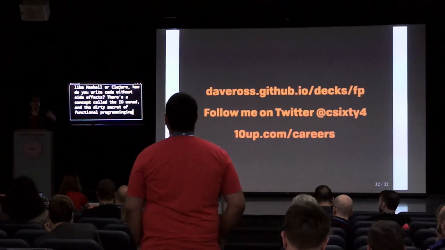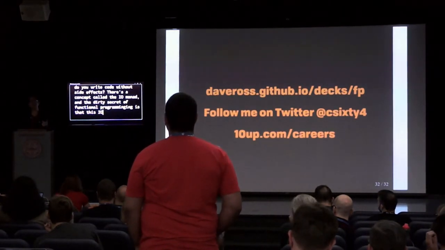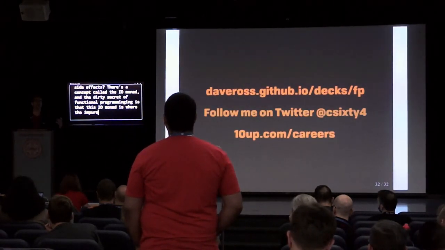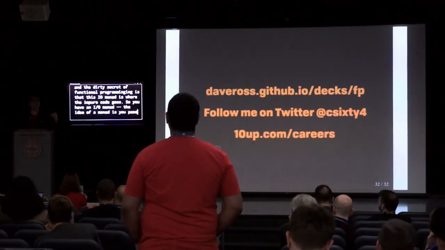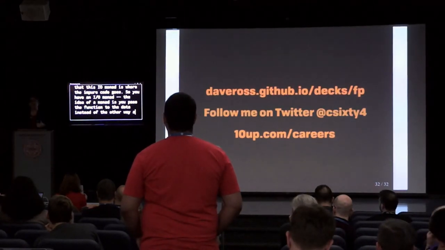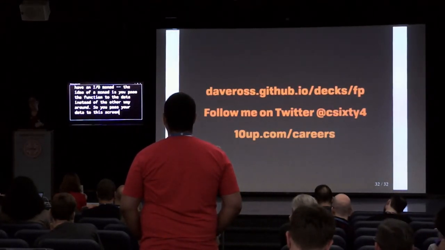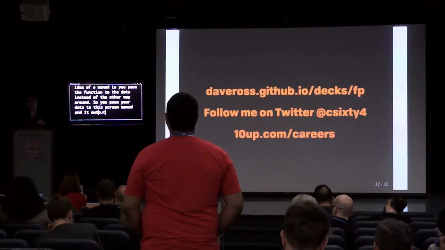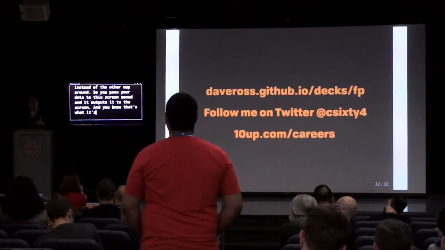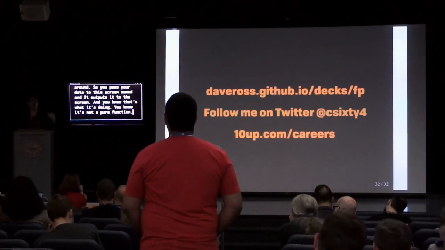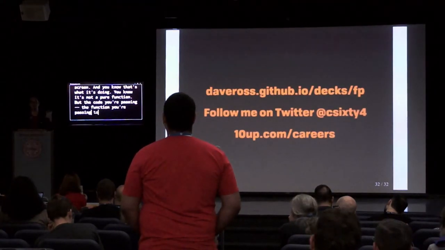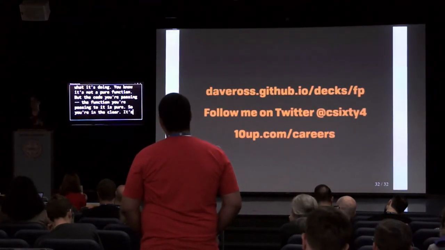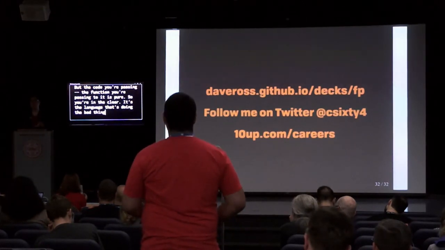So you have an I/O monad for your screen, and the idea of a monad is you pass a function to your data instead of the other way around. So you pass your data to this screen monad, and it outputs it to the screen. And you know that's what it's doing. You know it's not a pure function. But the function you're passing to it is pure. So you're in the clear. It's the language that's doing the bad thing.